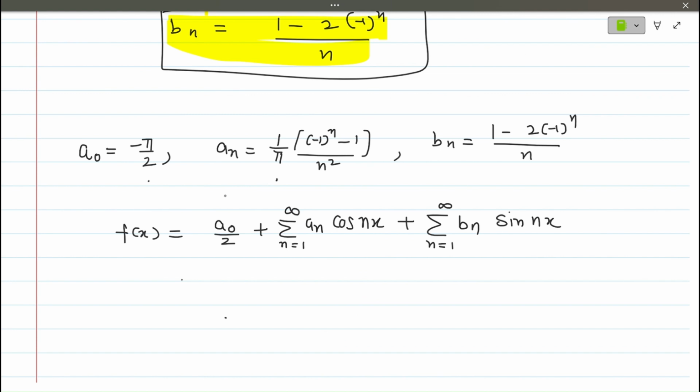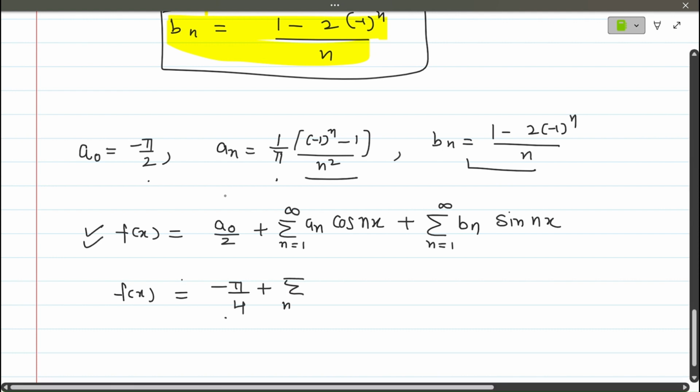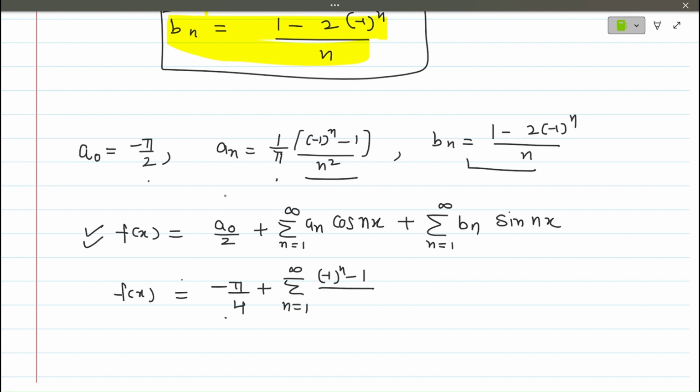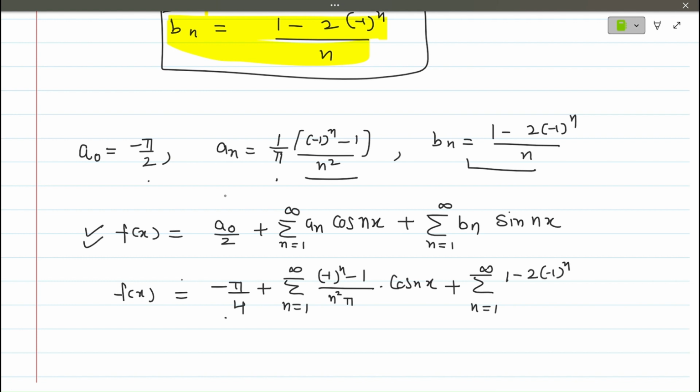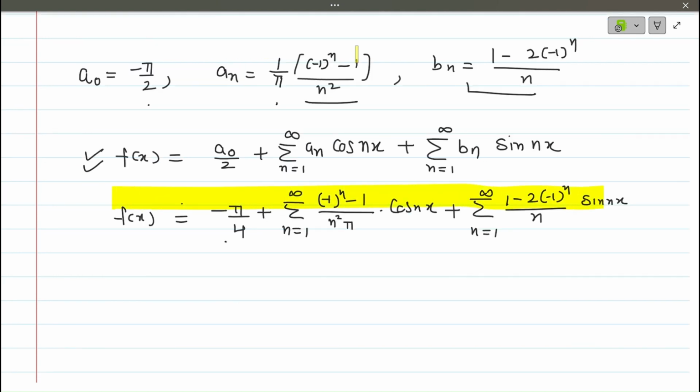a naught is equal to minus pi by 2, an is equal to 1 upon pi, minus 1 raised to the power n minus 1 divided by n square, and bn is equal to this expression. Substituting this expression in the Fourier series expression, f(x) becomes, a naught is equal to minus pi divided by 2, so this becomes minus pi divided by 4, plus sigma n from 1 to infinity minus 1 raised to the power n minus 1 divided by n square pi into cosine of nx, and the last expression is sigma n from 1 to infinity bn, which is 1 minus 2 times minus 1 raised to the power n divided by n, into sine of nx. So this is our Fourier series expression.